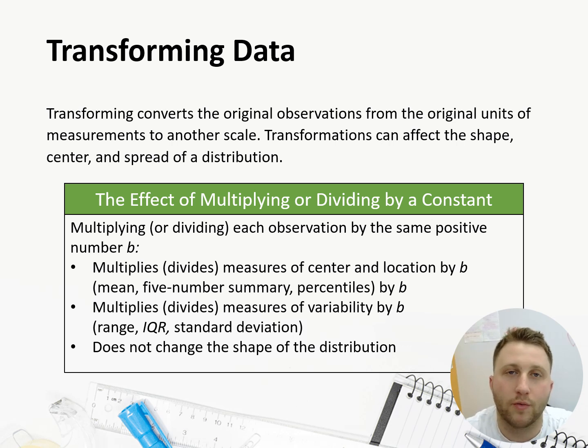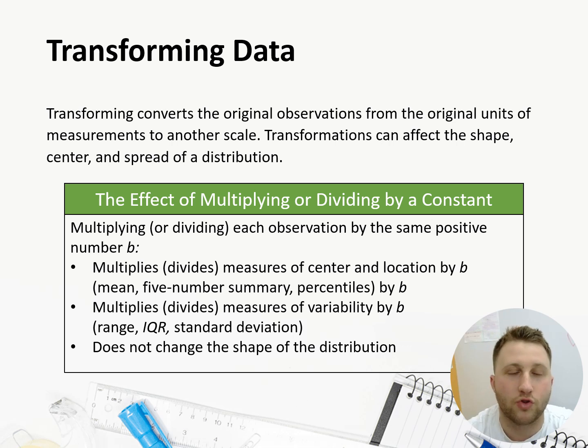Another type of transformation that we can do is multiplying or dividing a distribution by a constant. So again, that's every single value in the distribution being multiplied or divided. And this transformation type affects all measures of center, all measures of location, all measures of spread. The only thing that's not affected by this transformation type is the shape.